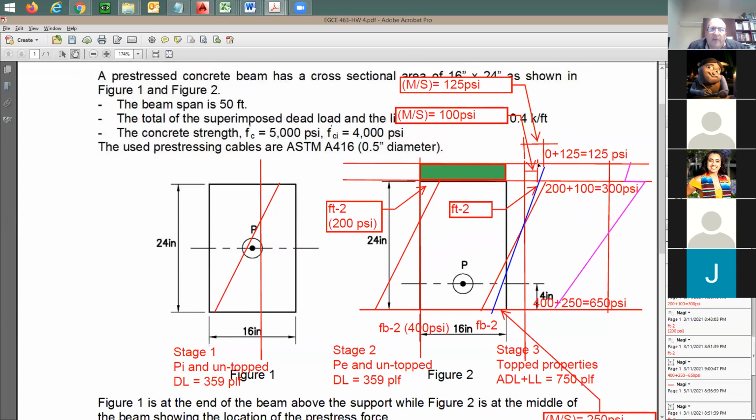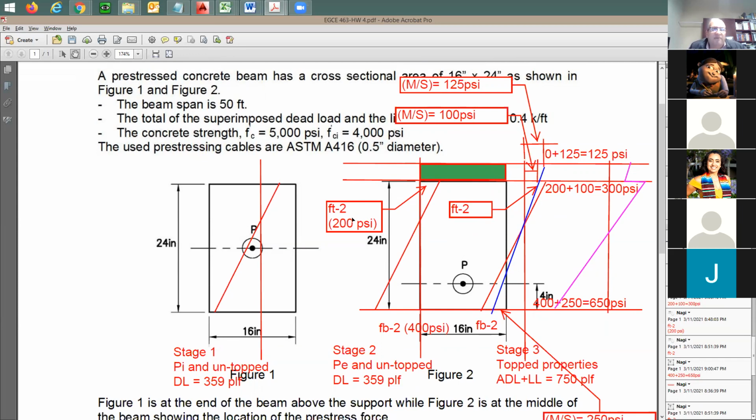How about all the way in the very top? It's going to be based on only M over S, because the pre-stress force and the self weight are not going to go there and put additional load on the top of the concrete topping. It will never do this, because all the stress is already locked in for the P and dead load. So here, let's say it's going to be 125, right? So 0 plus 125 is equal to 125.